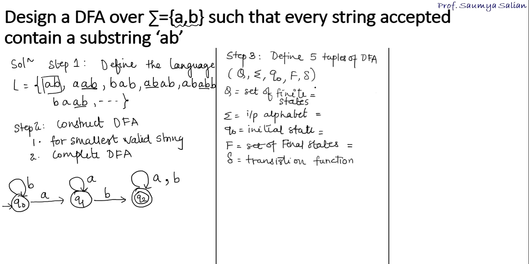Now next step is to define the 5 tuples of DFA. DFA is defined by 5 tuples, that is Q, sigma, Q0, F and delta. Q is a set of finite states. So here we have states Q0, Q1 and Q2.